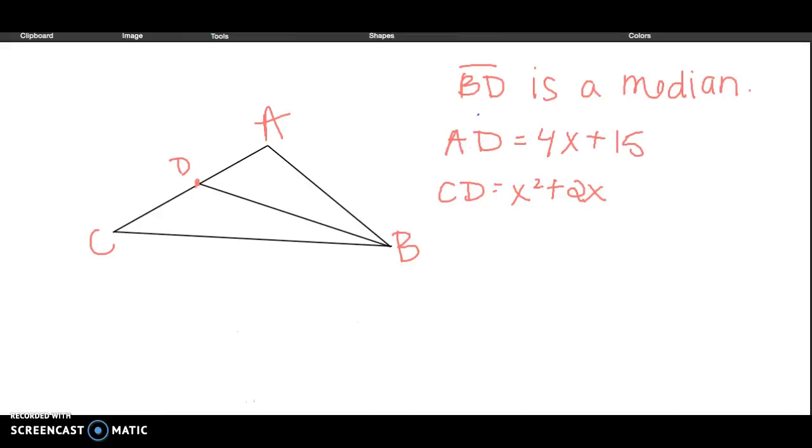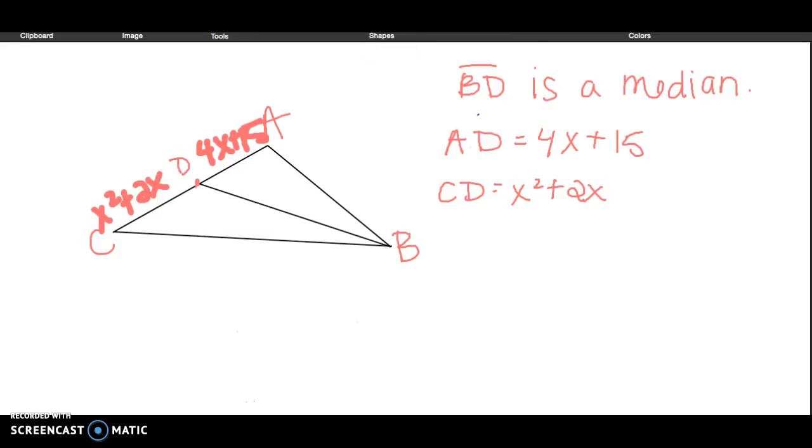Okay, for those of you working on the second problem on your homework, I'm going to do an example that's sort of like it because that question involves some factoring and it's been a while since we did that. So let's say I have this picture. I have this triangle right here, ABC, and I'm given the fact that BD is a median. And I know AD is 4x plus 15, so I'm going to label that in my picture. And I know that CD is x squared plus 2x. I'm going to label that also.